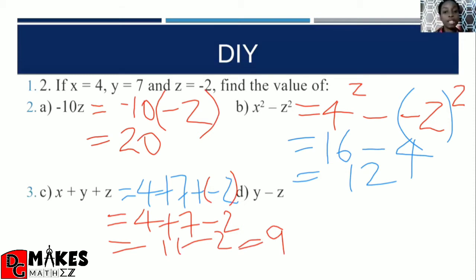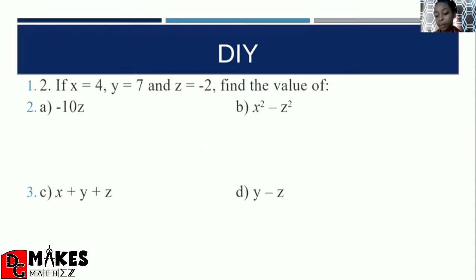So go ahead and pause and write. I'm going to clear the entire screen so I have space to do this little one, y minus z. All right. Go ahead, pause the video, write if you need to. And then for y minus z, we're going to have that is equal to 7 minus -2.